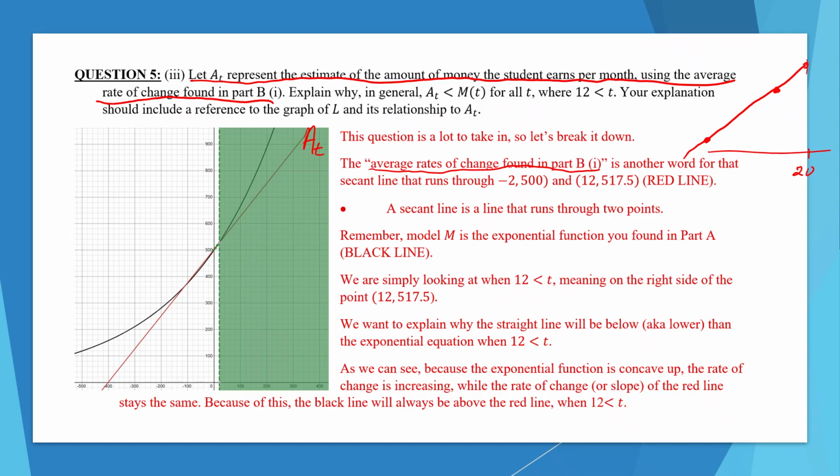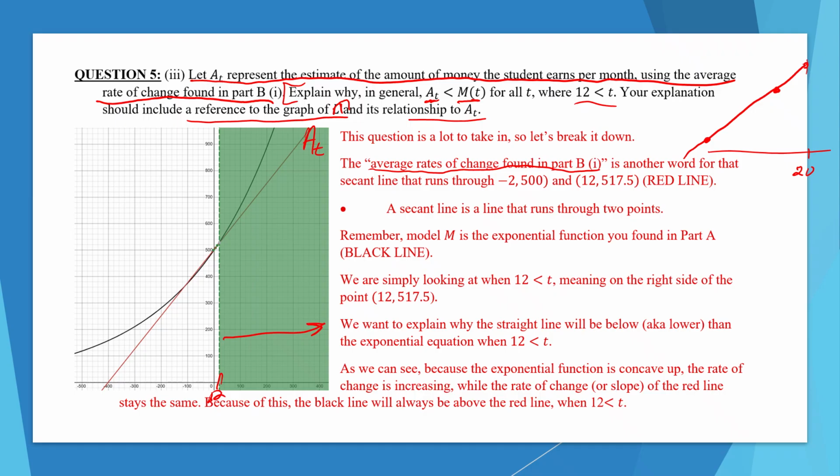And now the question actually asks us to explain why, in general, the straight line, A of t, is going to be less than or lower or below m of t for all values where t is bigger than 12. Here we see 12 on the number line, and when t is bigger than 12, it's basically just on the right side of 12. Your explanation, we want to include a reference to the graph of L, and in this case it should be M, sorry, and its relationship to A of t. So this question is a lot to take in, so let's break it down.